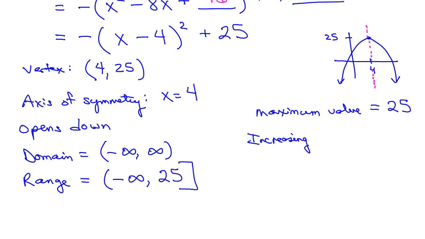We can see where this parabola is increasing. It's increasing from negative infinity to 4. And it is decreasing from 4 to infinity.